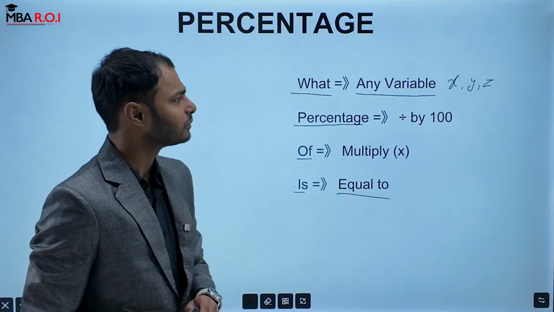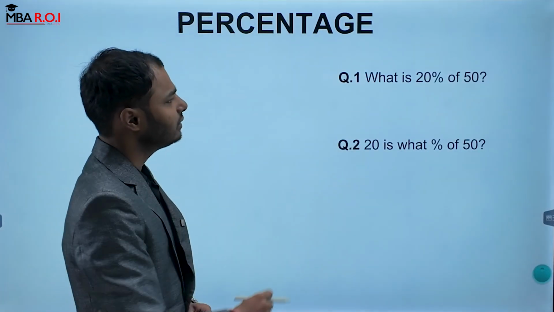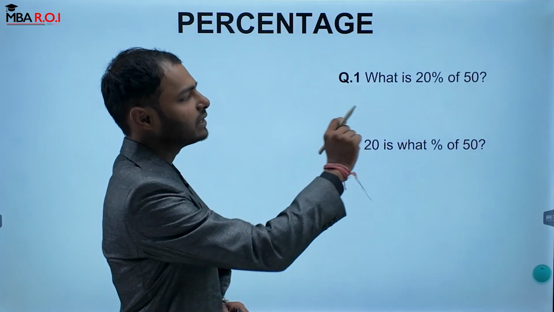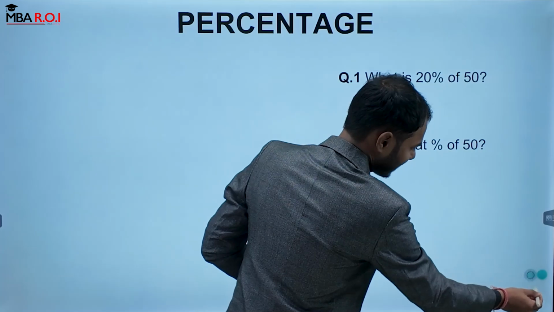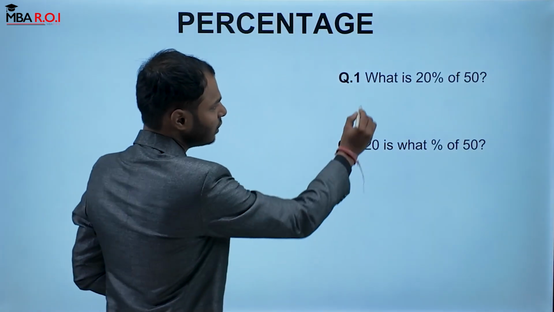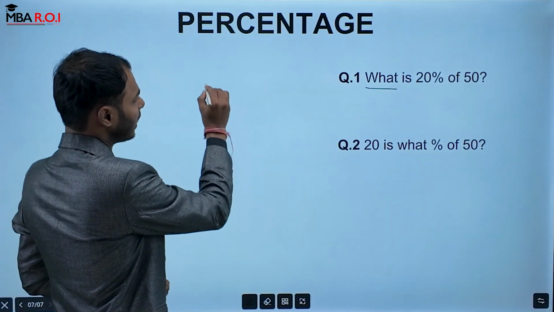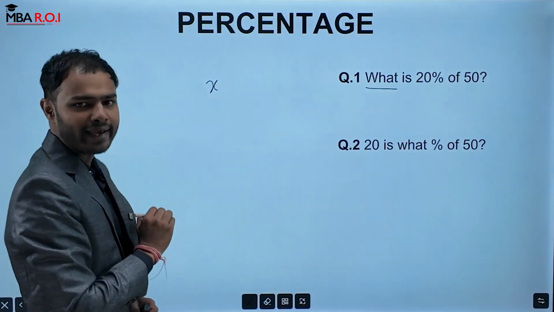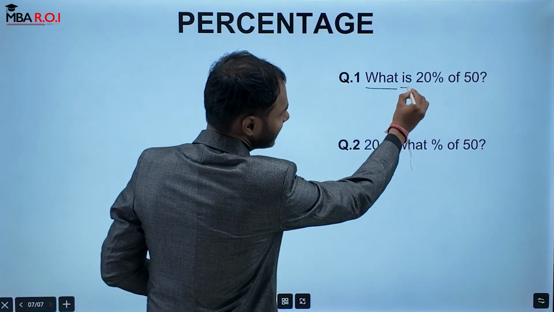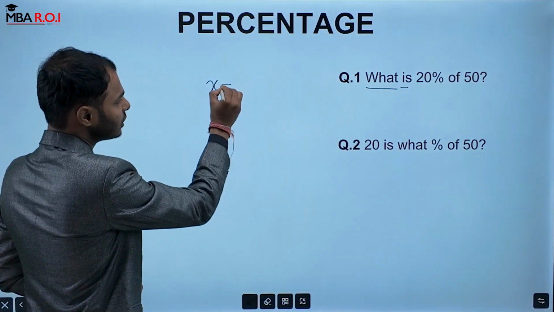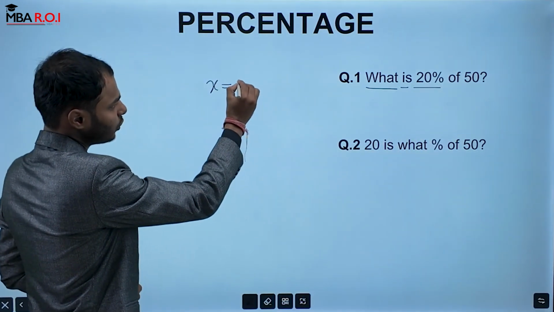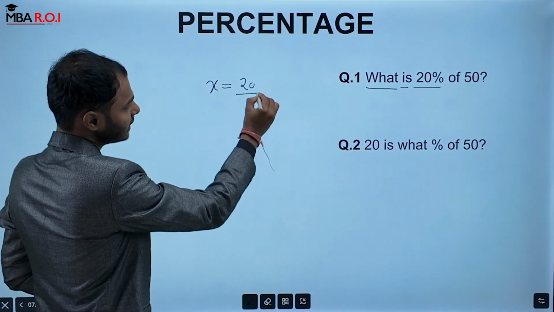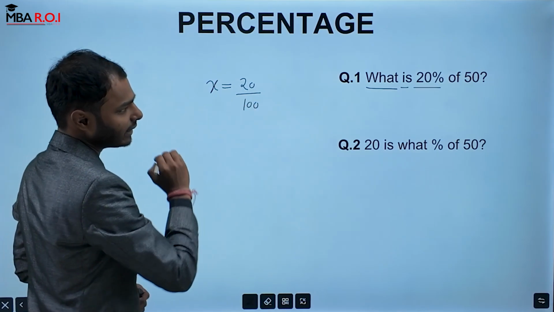So let's start. Now this is our very first question. What is 20% of 50? So let's use the keywords. So as it says, what means any kind of unknown, so let's consider that unknown to be x. Then it says is means equals to. Then the next is 20%. So 20 means 20 and percentage means divided by 100.